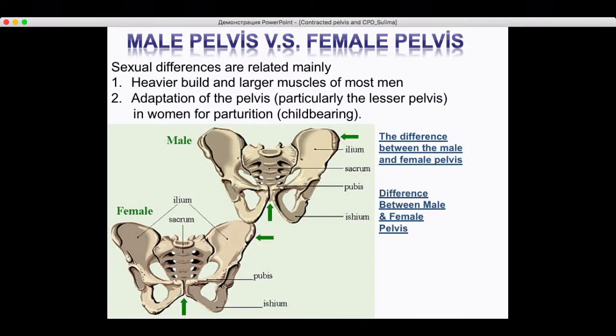Of course, the female pelvis, particularly the lesser pelvis, and the main goal of each woman all over the world, of course, is to give birth to their child. That's why the pelvis of a female is adapted to childbearing and is wider than the male pelvis. You can see it clearly on this picture.